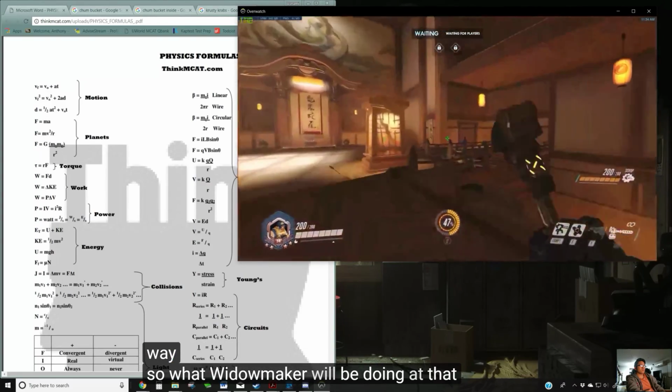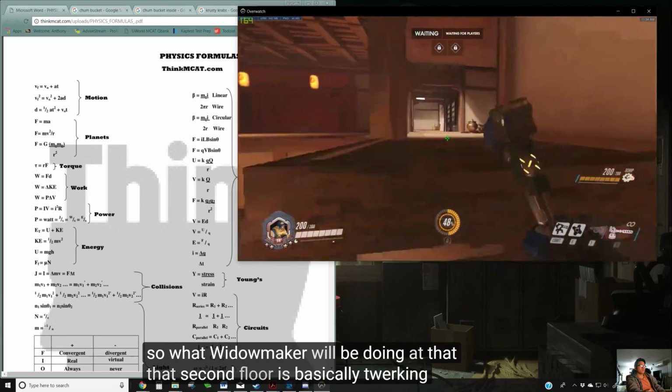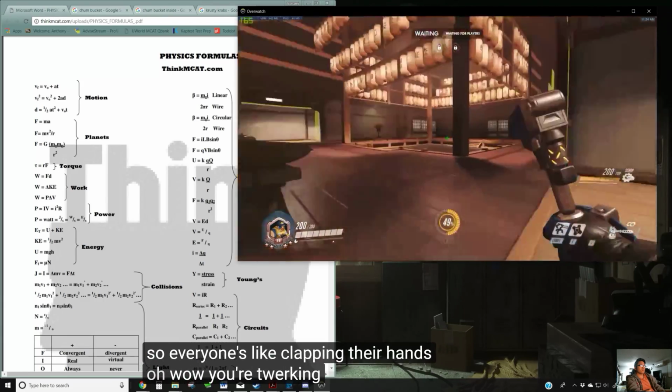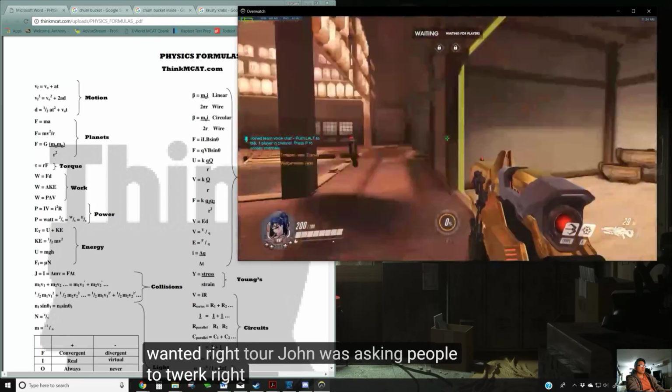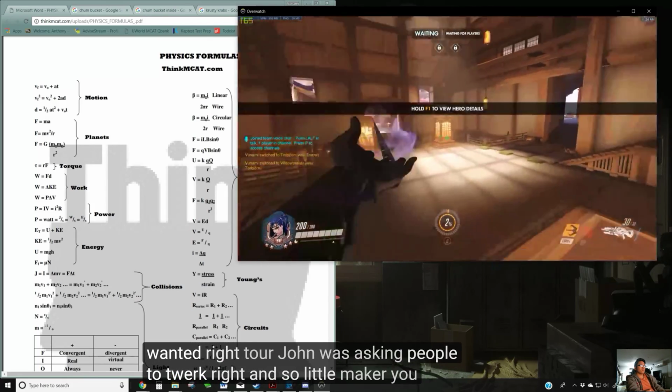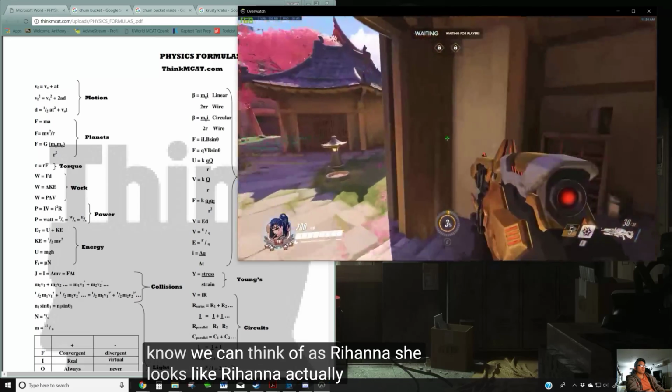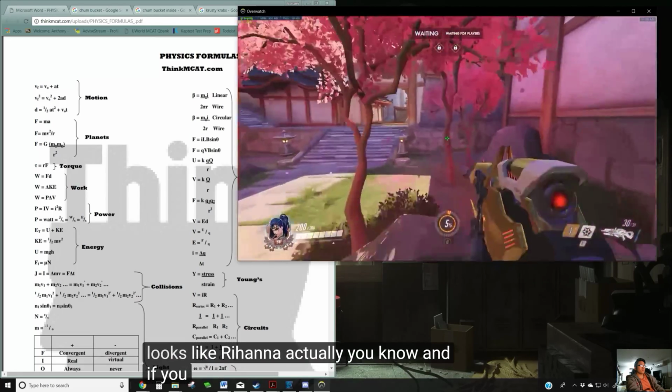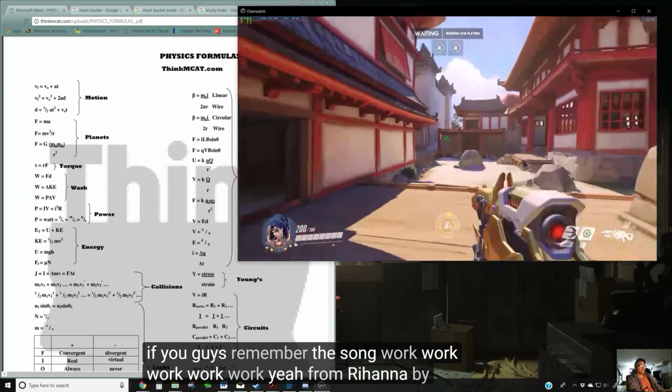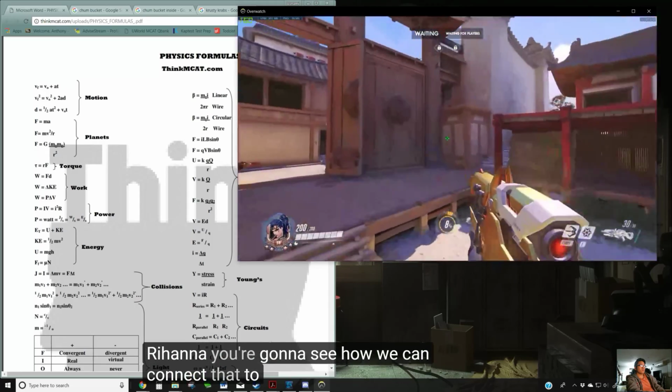So what Widowmaker will be doing at that second floor is basically twerking. So everyone's like clapping their hands, oh wow, you're twerking, that's what we wanted, right? Twerking was asking people to twerk, right? And so Widowmaker, we can think of it as Rihanna. She looks like Rihanna actually. And if you guys remember the song Work, Work, Work, Work, Work, by Rihanna, you're going to see how we can connect that to the next part of our memory.